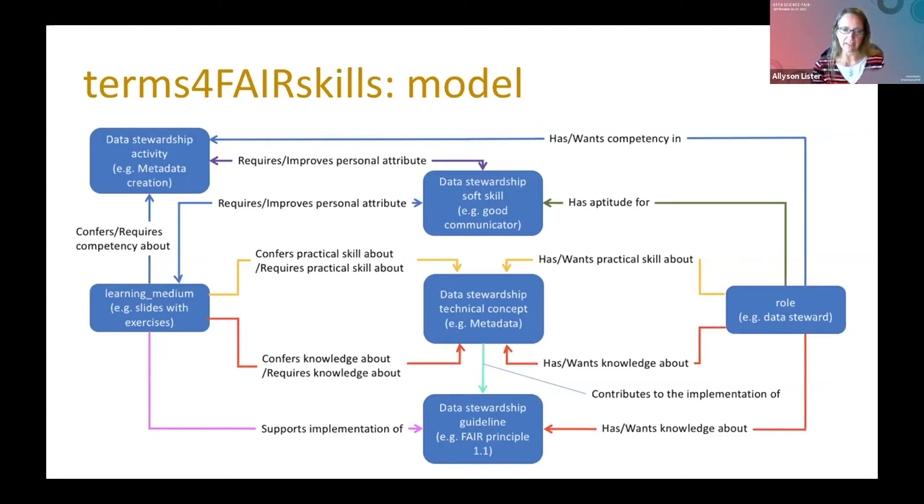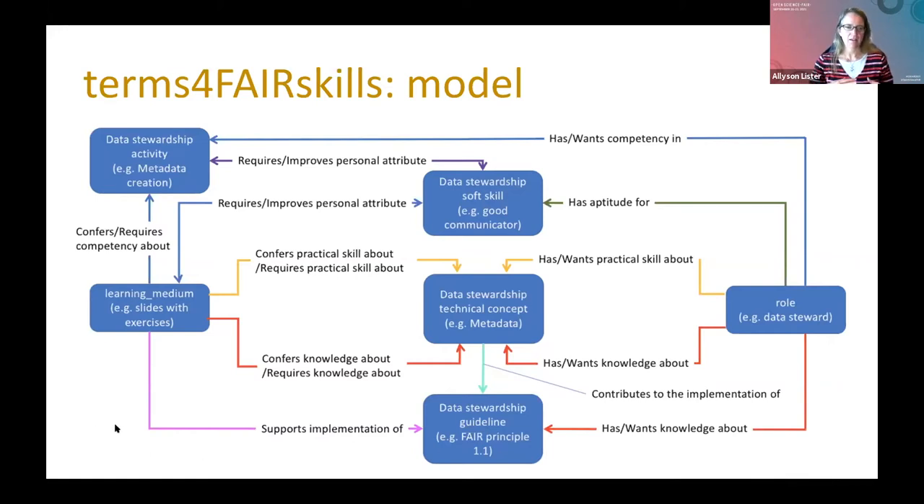So it has a link from the concept of the webinar back through to the metadata itself. So what you can do is use the terms and the relationships between the terms, as described in this model, to join what data stewards need with the webinar that can help them.